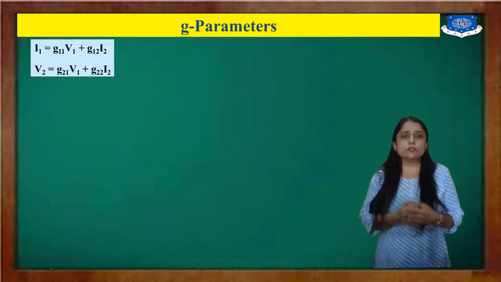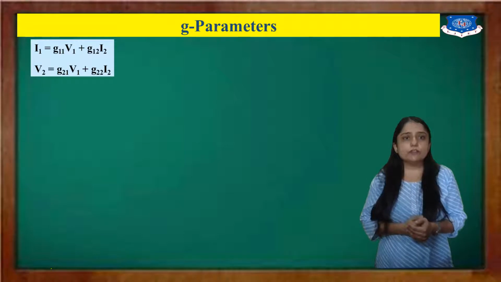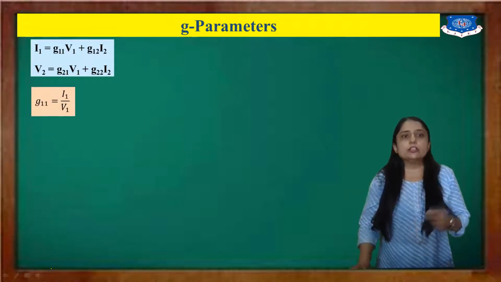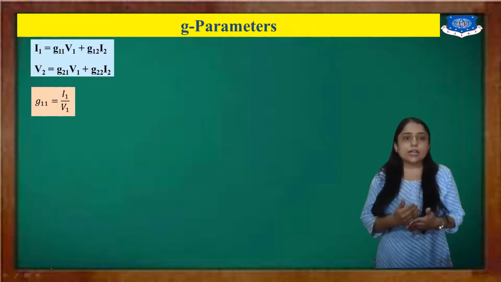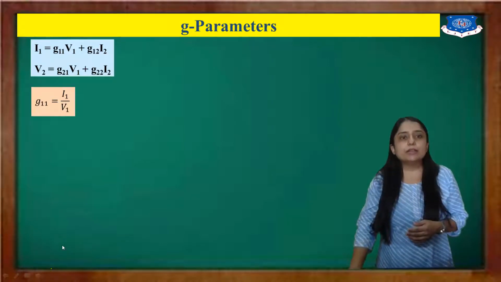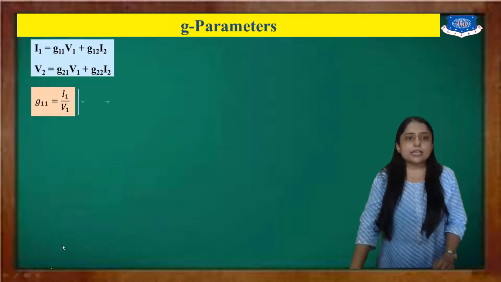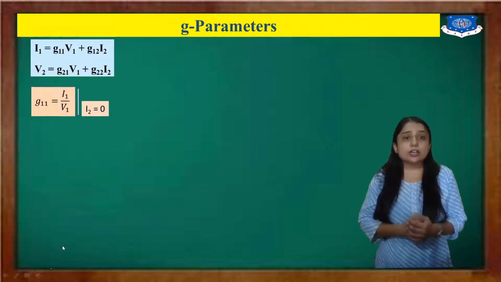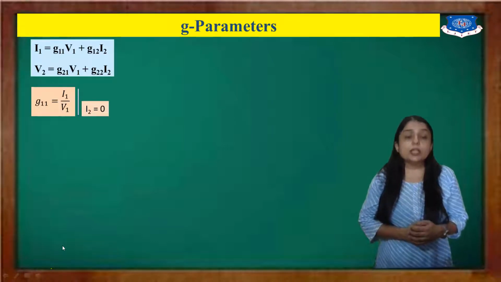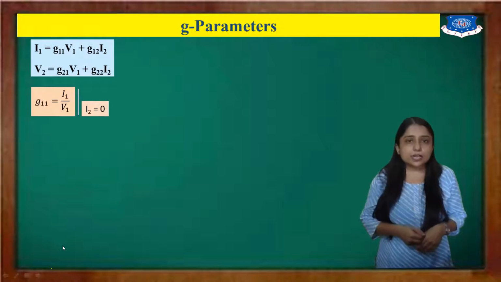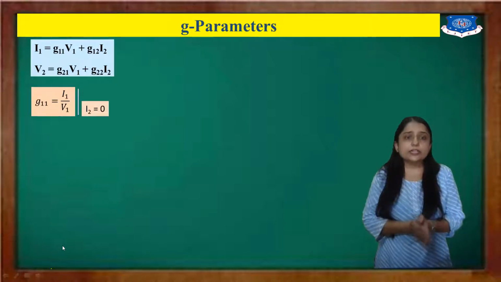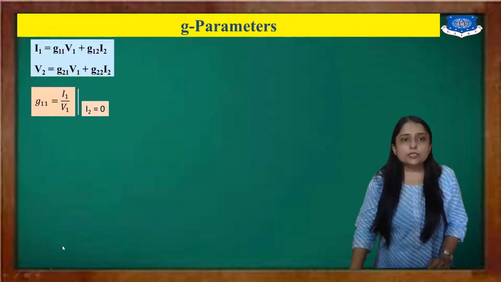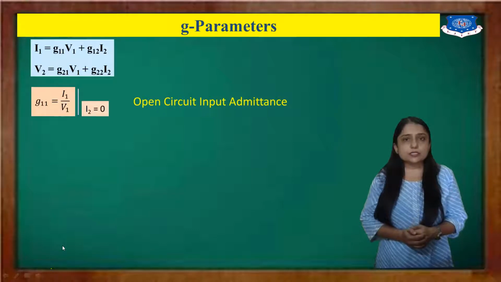Now, if I want to find the value of G11, then I have to take I2 equal to 0. Here G11 equals I1 by V1, but at that time I have to consider I2 equal to 0, which means the current is 0 in the open circuit. I by V is the admittance, and this is related to the input port. So this is known as the open circuit input admittance.